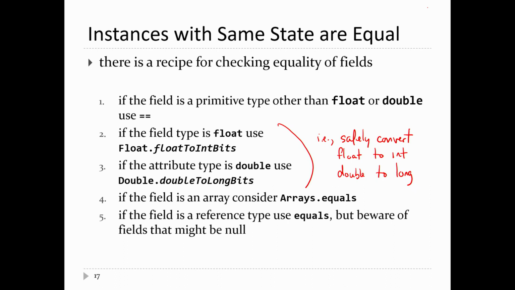It doesn't give you the same numeric value. It's simply reinterpreting the bits. So that safely converts float to int and double to long. But remember, that int value is not equal to that float value. That long value is not equal to that double value, because the way that the float and double are represented, their bit patterns are different than the bit patterns for the integers.